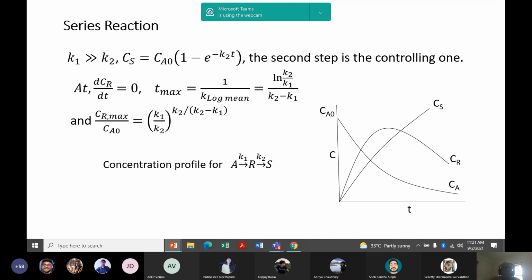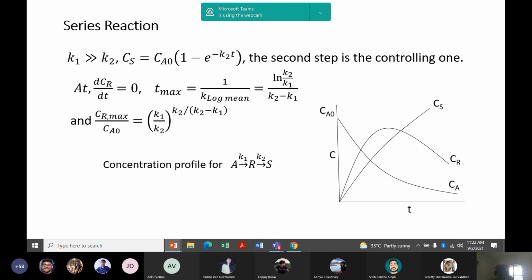Some problems may ask what is the maximum time for obtaining Cr and what is the maximum concentration of R in a batch reactor. And you see here the variable is small t, meaning it is the batch reactor variable. So this expression is available in case of a batch reactor. In a later chapter you will find it is also applicable for a plug flow reactor because there is some similarity between plug flow and batch reactor. That cannot be discussed in this chapter. This will be discussed in the later chapter.